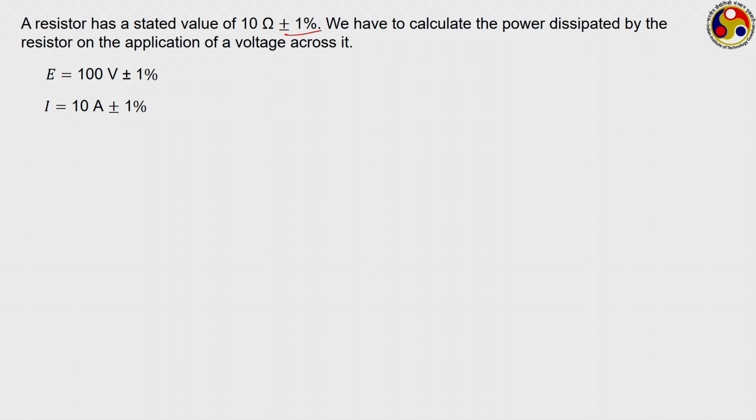That is, 10 ohm is the value of the resistance, and so the actual error associated with this resistance value is 1% of this 10 ohm, that is plus minus 0.1 ohm. If it is full scale, then that has to be exclusively mentioned. There are two ways we can calculate the power dissipated across this.